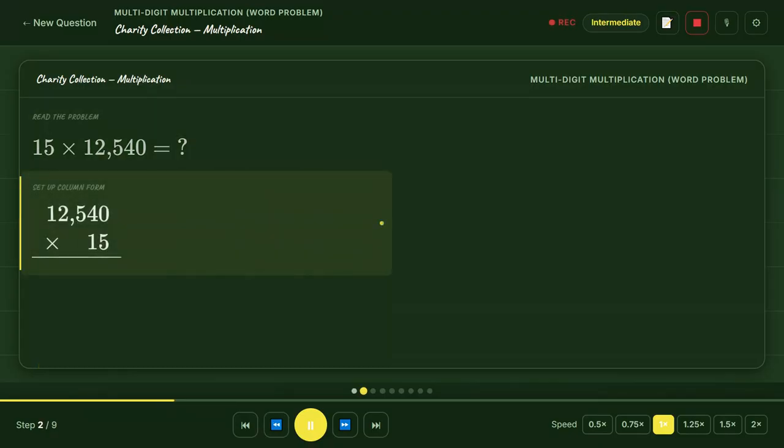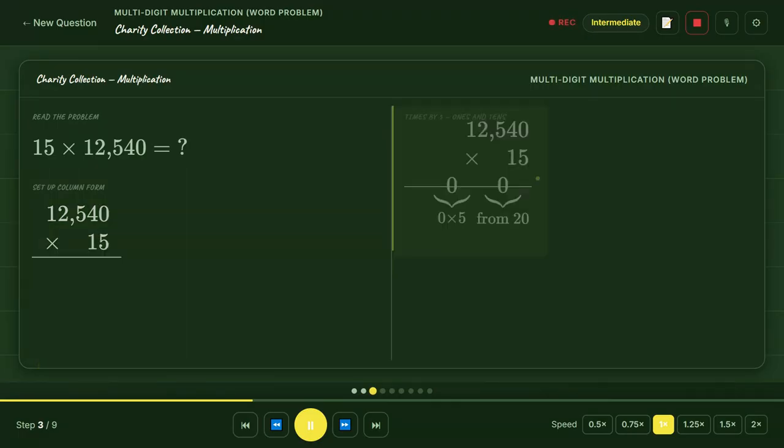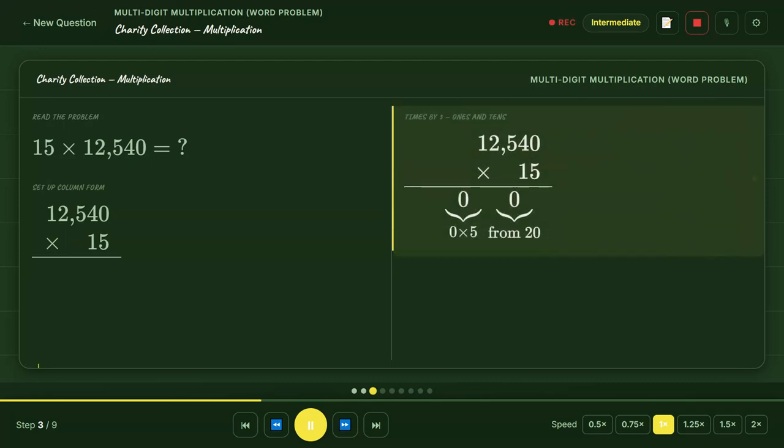Let's write this in a tall column. We put the big number 12,540 on top and the small number 15 below it. We will times by each digit of 15 one at a time. We start from the right side.